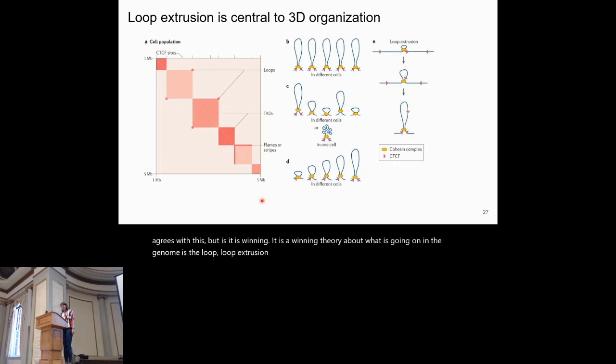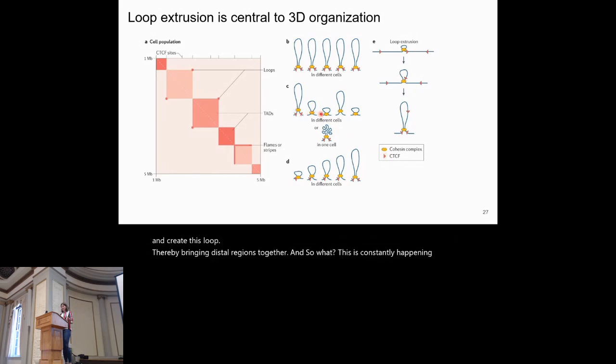So the idea is that we have this motor protein called cohesin, and it has two legs, so it can bind to DNA, and it will extrude a longer and longer loop. It will walk along the DNA in opposing directions and create this loop, thereby bringing distal regions together. And this is constantly happening, and it is a very dynamic process.